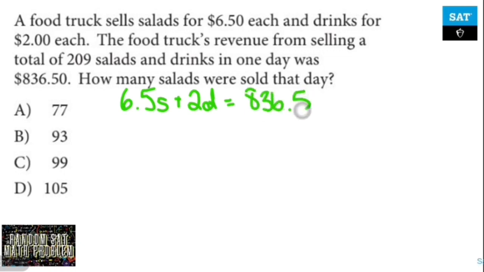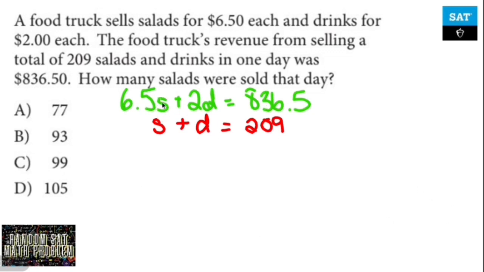$836.50. The other equation that I use is going to be your total amount of objects. So S, salads, plus D, drinks, is going to be 209. So either way, no matter what I do, I have to solve a system of equations here. But I'm going to be clever. I only care about how many salads we sold. So at the end of the day, I want to say S equals blah, blah, blah.